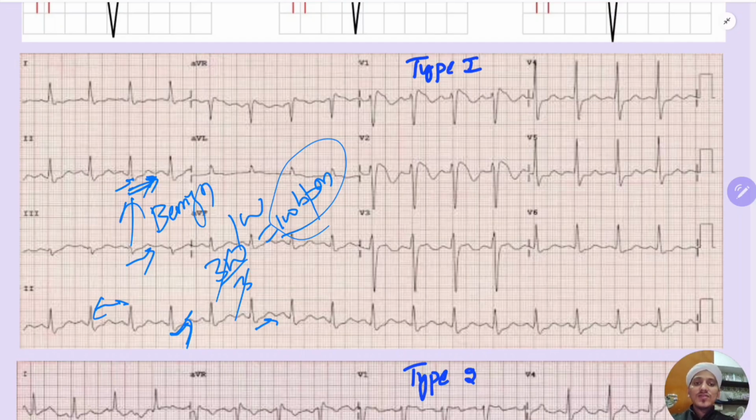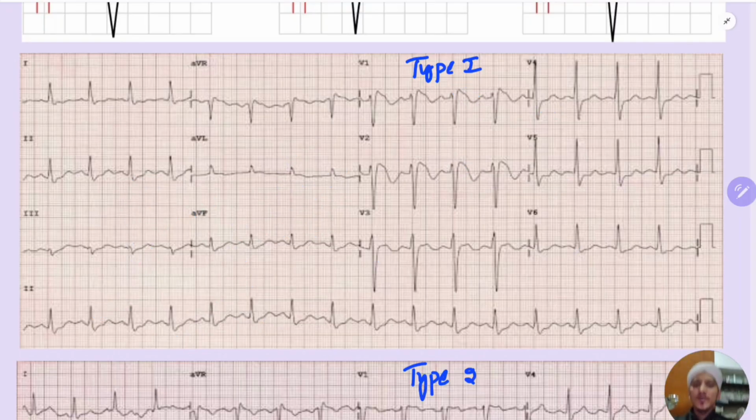Okay, so you can see type 1 Brugada in V1 and V2 leads, along with T wave inversion, coved type of elevation of ST segment. V3, 4, 5, 6 are approximately normal only. So that is type 1 Brugada.